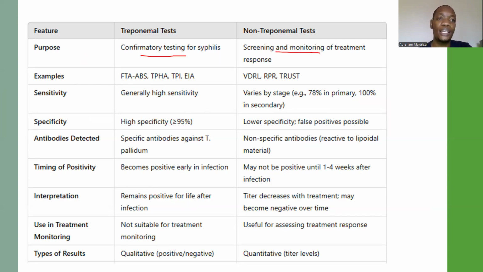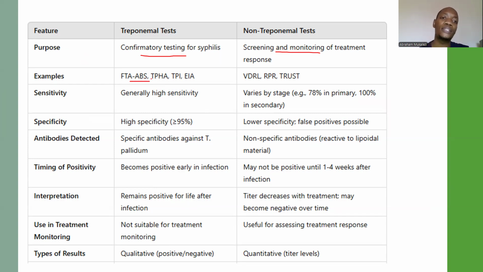The examples under treponema, as we mentioned earlier, are FTA-ABS, and then TPHA, TPI, and then EIA, which is enzyme immunoassay. Then VDRL, we have it under non-treponema together with RPR and then the TRUST.